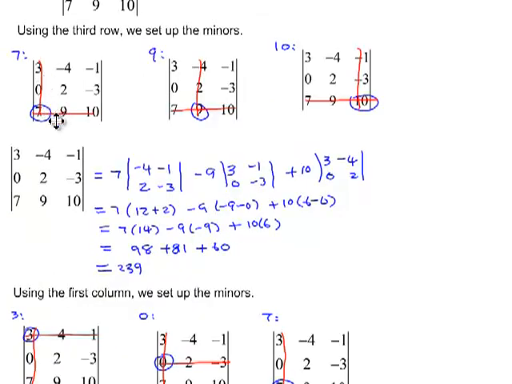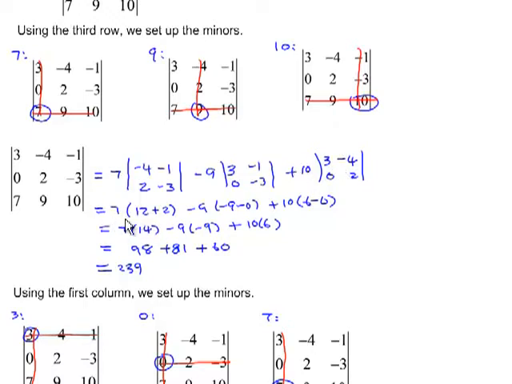Then set up the determinant. The signs for 7, 9, and 10 will be plus, minus, plus. So 7 starts with a plus, then 9 will be the negative, and 10 will be the plus. Copy down the remaining entries, set up the determinant. It's easier to see the determinant and not just look at the matrix. So you have negative 4, 2 in the first column, negative 1, negative 3 in the second column as the minor for 7. Determinant of 3, 0 in the first column, negative 1, negative 3 will be the minor for 9. Determinant of 3, 0 in the first column, negative 4, 2 in the second column will be the minor for 10.